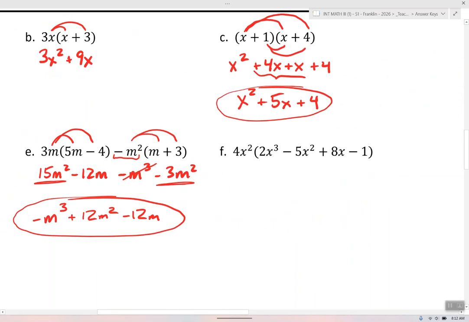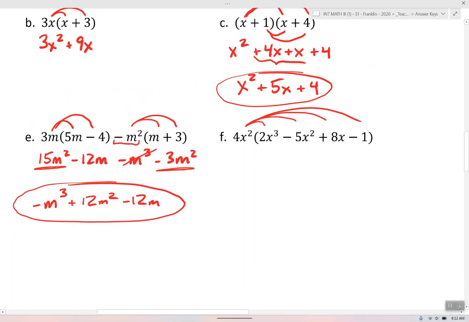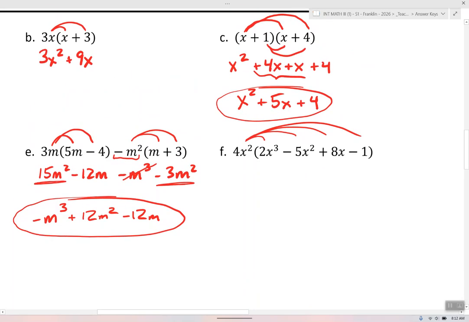Last one here, we have this 4-term polynomial multiplied by this one monomial term. So we'll just distribute that all the way through and get our final answer. So here we have 8x to the 5th minus 20x to the 4th plus 32x to the 3rd minus 4x squared. And then just double check and make sure that we have nothing to combine and our answer is in standard form, which it is. So we're good there.